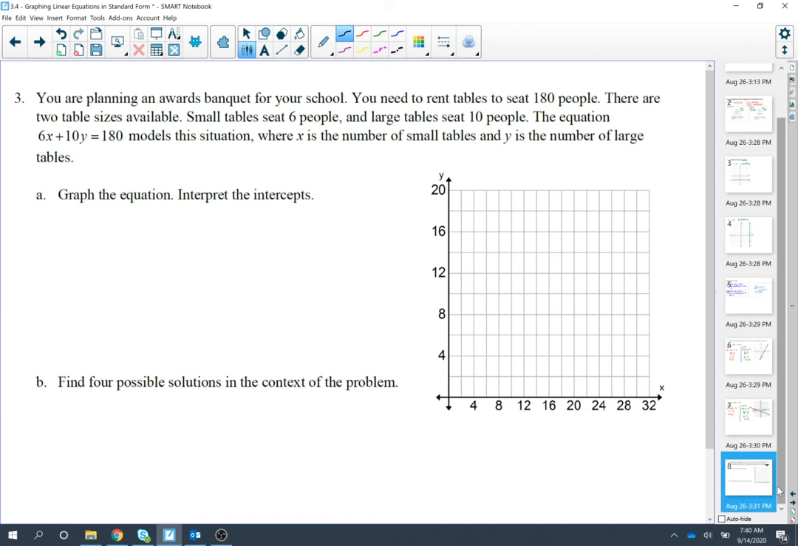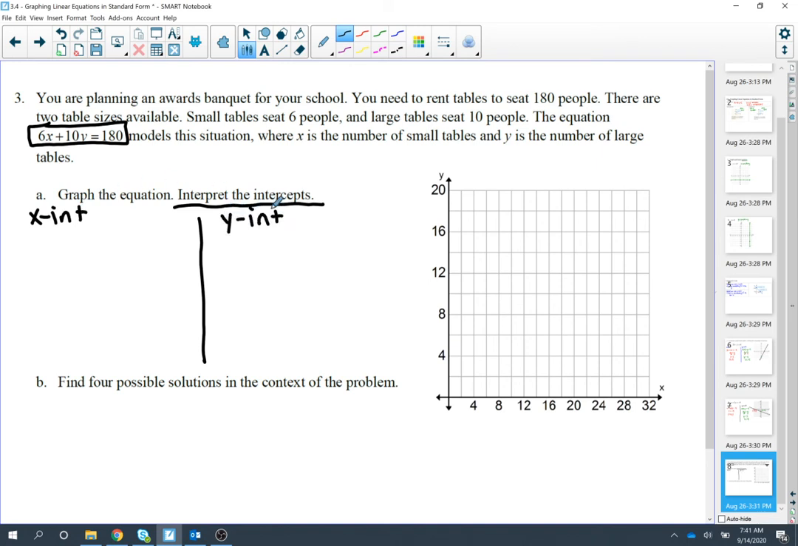Letter A, graph the equation, interpret the intercepts. Because they specifically told us we need to interpret the intercepts, I'm probably going to graph this equation by finding the intercepts. I'm going to find my x-intercept over here, and my y-intercept over here.